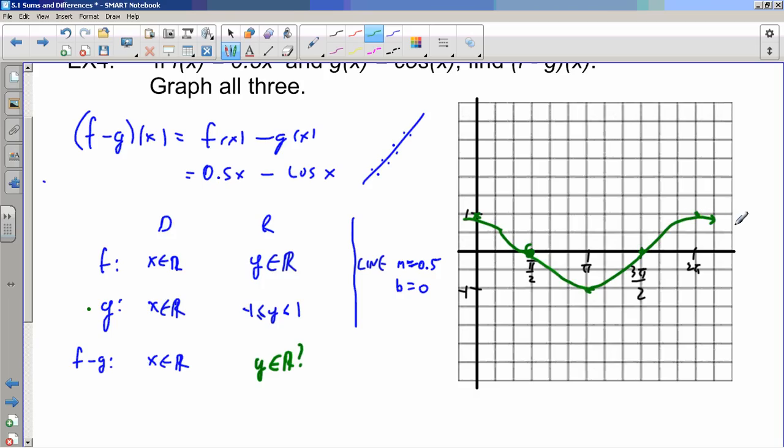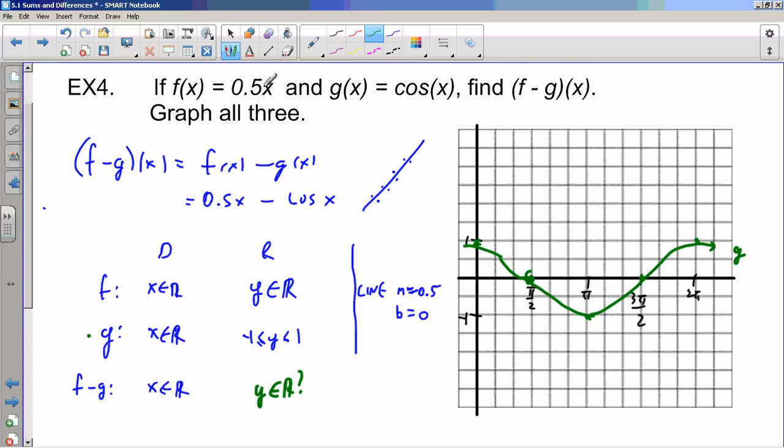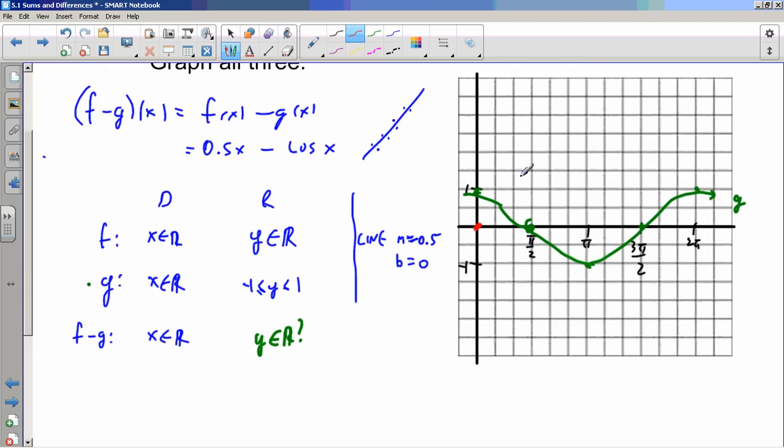All right, so this is G. And F, how do I do this? I know it goes through 0, 0. But how do I get my next point? Well, I could just calculate some next points. So for instance, my next important point for my cosine function was at pi over 2. For an x coordinate of pi over 2, what's my y coordinate when I have a half x?